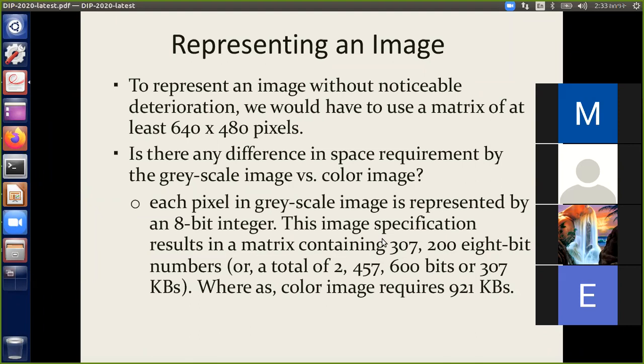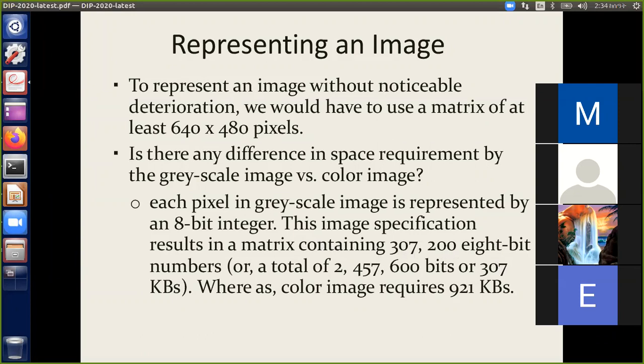which gives us around how many pixels? Around 307,200 pixels. In a grayscale image, with 8 bits per pixel, we get around 307,200 times 8 bits. That means the number of pixels available is 307,200 pixels. If you multiply it by 8 bits, you will get the memory space requirement for a grayscale image.